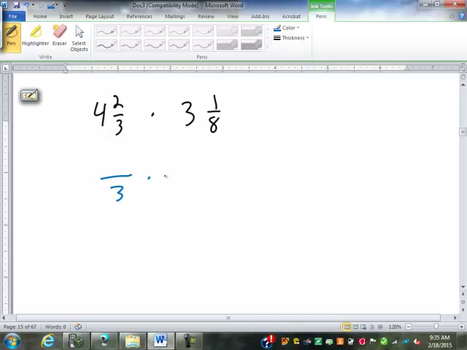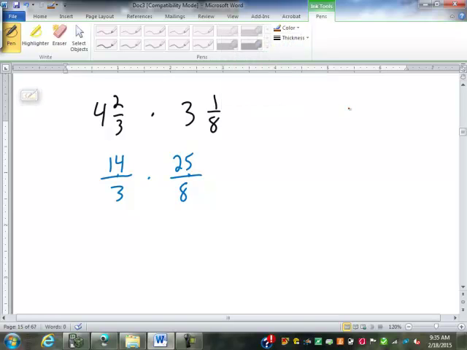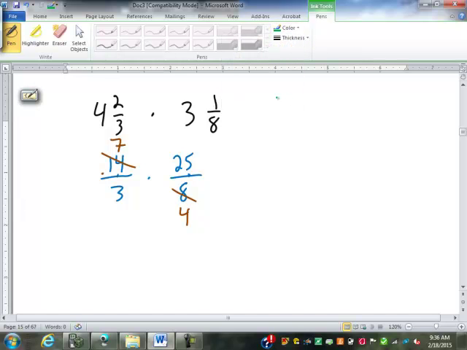Change them into improper fractions. So the 4 2/3 will become 14/3. 3 1/8 will become 25/8. 3 times 8 is 24, plus 1 is 25. Now we can cross cancel. 14 and 8 can both be divided by 2 to give us 7 and 4. So now we can go ahead and multiply.